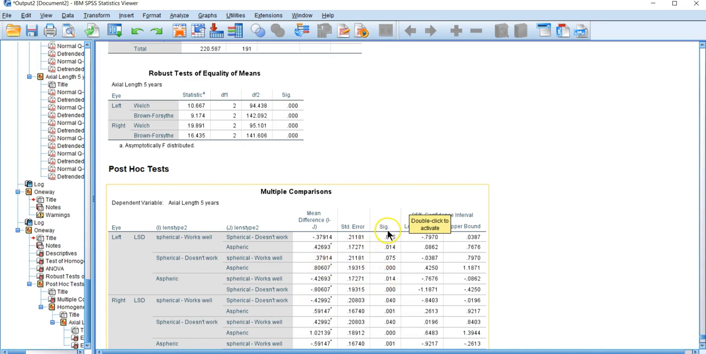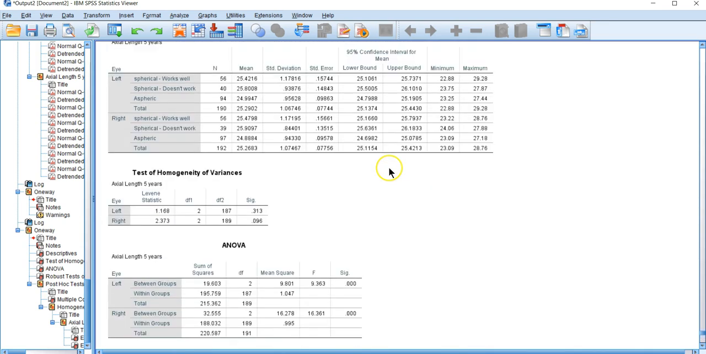So we can look here, we see for the left eye, we compare the spherical that works well with the spherical that doesn't work, and it's not quite different, but it's close. It's in the neighborhood, 0.075. This is the difference between the means. This is the difference between the means for spherical works well and aspheric. And there is a difference.